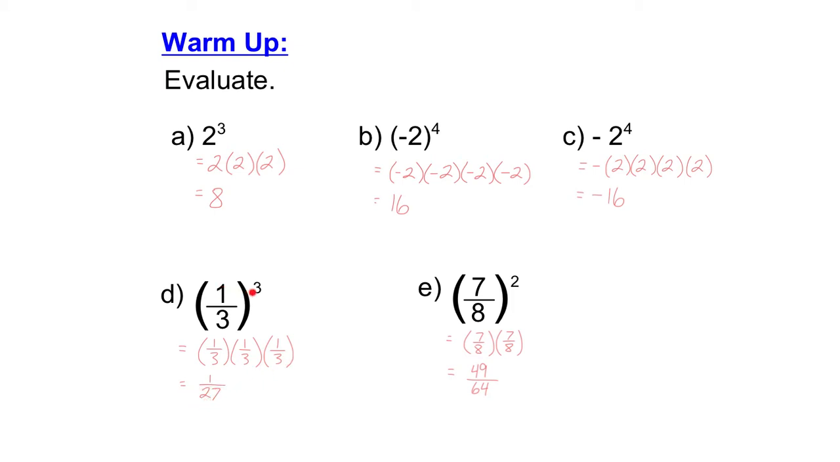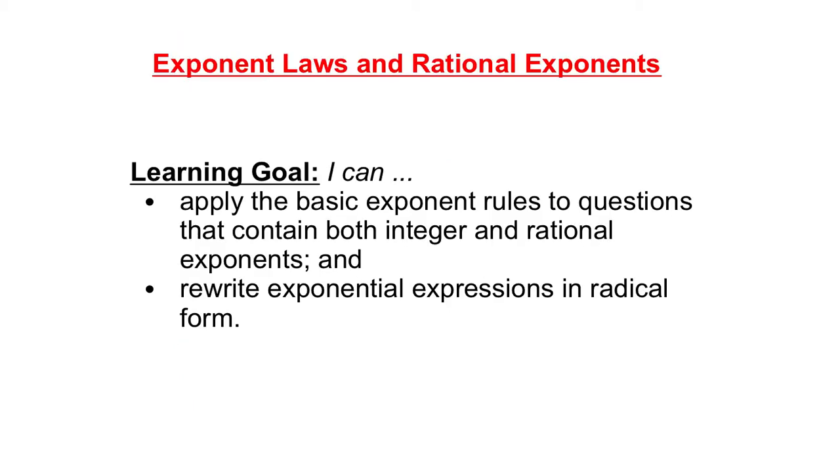1 cubed on the top, 3 cubed on the bottom. Here we have 7/8 squared. Well, 7 squared is 49, 8 squared is 64. So 49 over 64 is my fraction. So hopefully this just got your brains in gear for working with exponents.